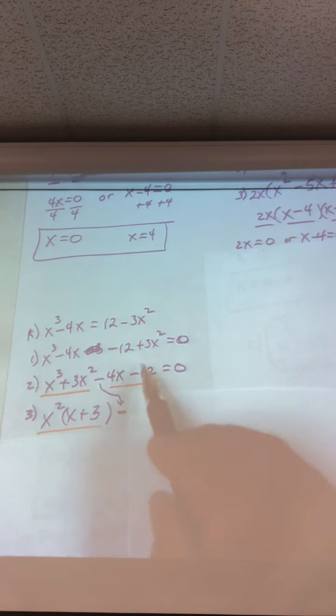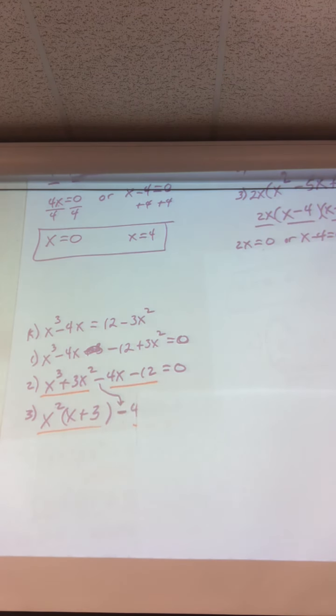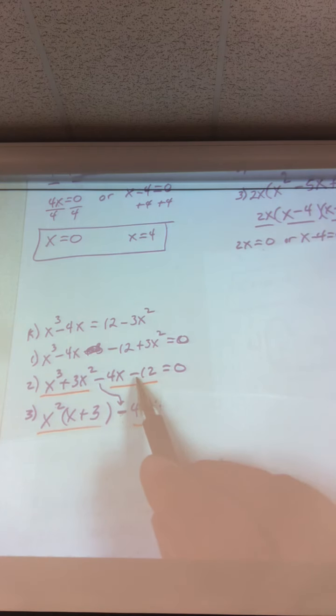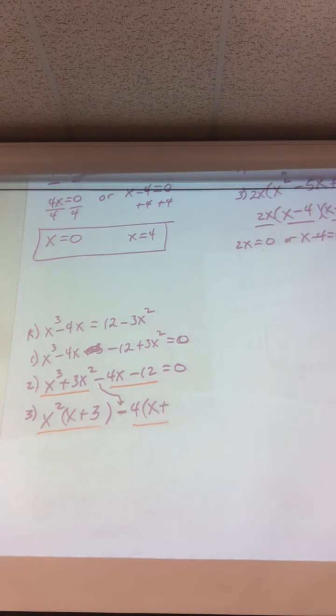Now, what's the GCF in the next group? 4. So if you say negative 4 into negative 4x, you're left with x. And then negative 4 divided into negative 12 is plus 3.